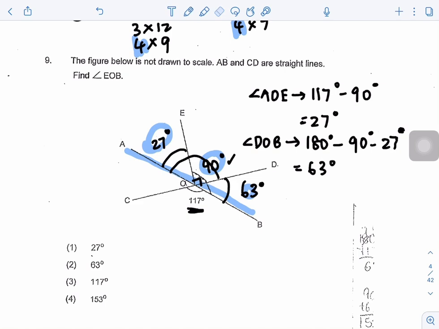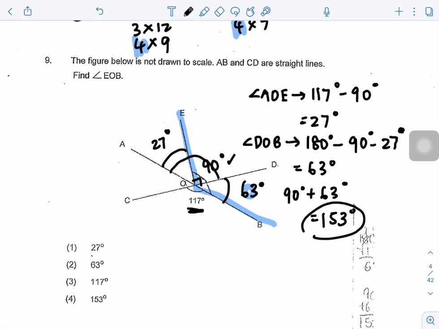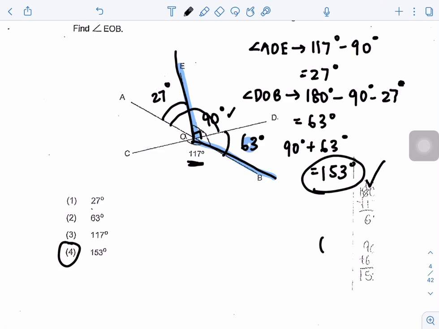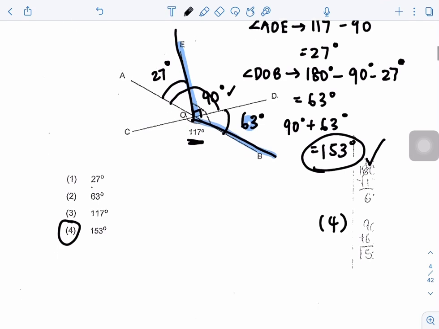Now we can find the angle that they want, which is EOB, right? EOB is 90 degrees plus 63 degrees equals 153 degrees. Once you have found the answer, please make sure to look back at the angle. This is an angle that is bigger than 90 degrees, so this makes sense. If you get a really big number and the angle is obviously smaller than the right angle, then you have to be careful and double check again. This is how you do the first round of double checking for your angles question. So the answer is 4.